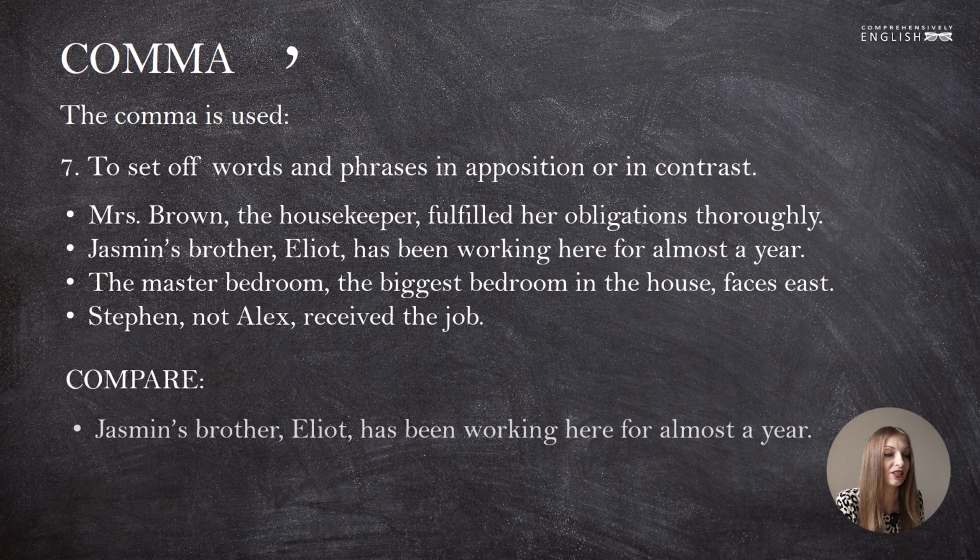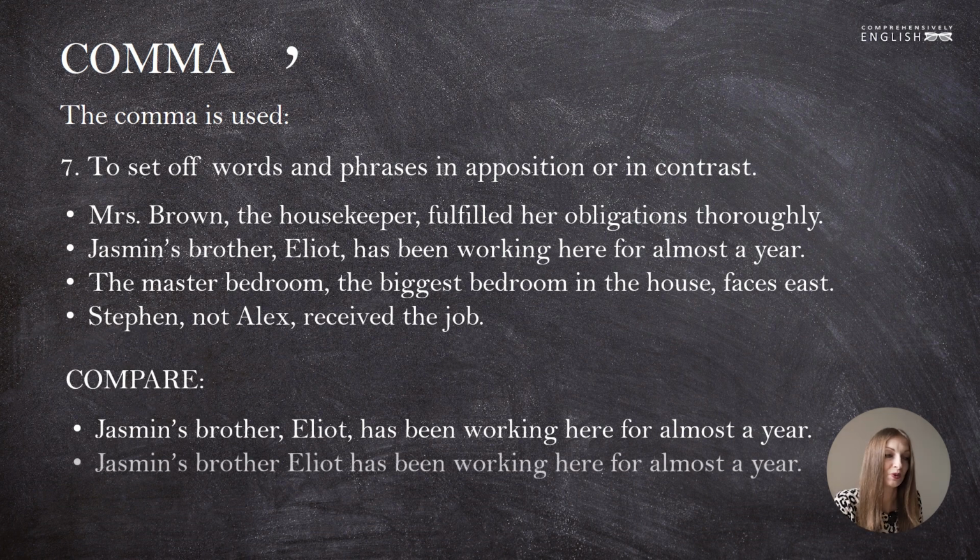Let's take a look at a couple of interesting sentences. The first one is Jasmine's brother, Elliot, has been working here for almost a year. And the second would be just the same sentence but without the commas. Jasmine's brother Elliot has been working here for almost a year. What, in your opinion, is the difference between these two sentences?